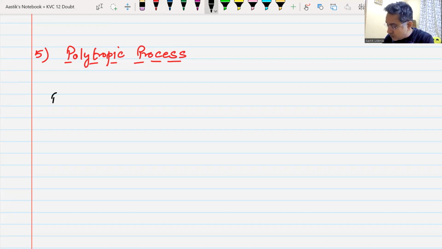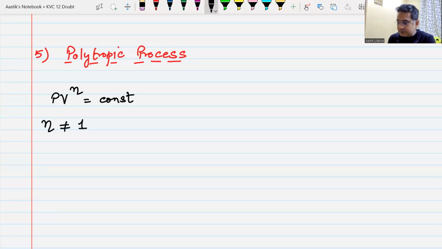Now any process of this form, PV raised to the power eta is constant, is known as a polytropic process. Remember here, eta should not be equal to 1, because if eta is equal to 1, PV is constant, it becomes an isothermal process. And remember, eta should be a constant. It should not vary. It could be any number, any integer, any fraction, any real number, not imaginary, obviously.